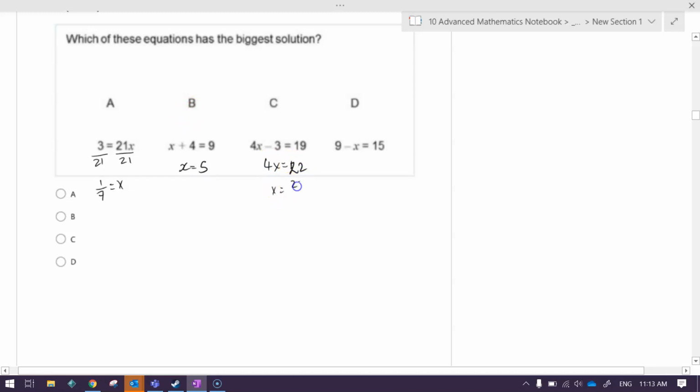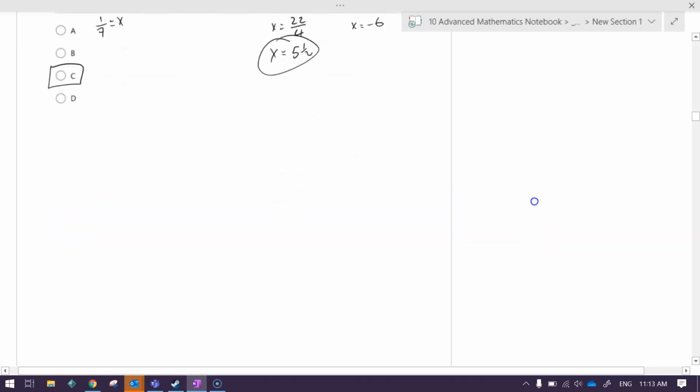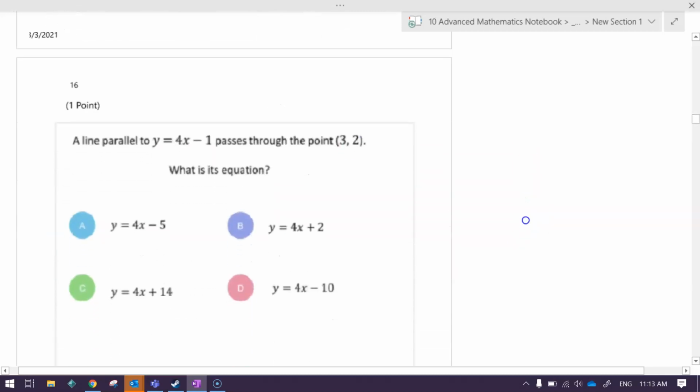X equals 22 divided by 4. What's that going to be? It's going to be 5.5, if you wanted to, but you should be able to see that it's definitely more than 5. And finally, -x equals, I subtract 9 from each side, I've got 6. Well, quite clearly, C is going to be the correct answer here. Don't try and do them in your head. Do a little bit of working. Save yourself time in the long run.